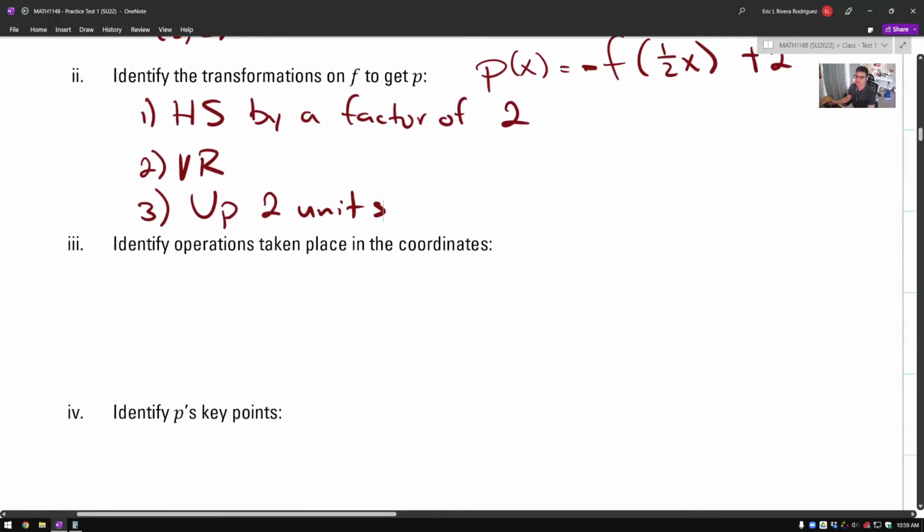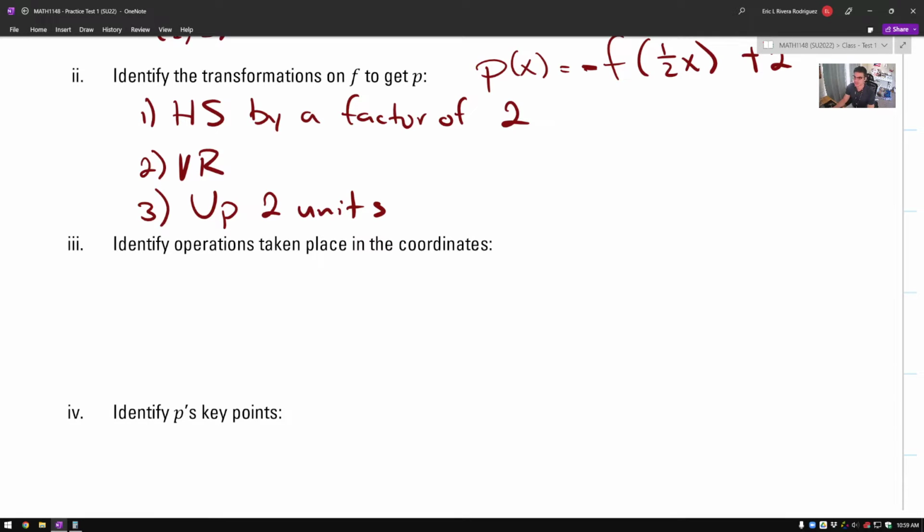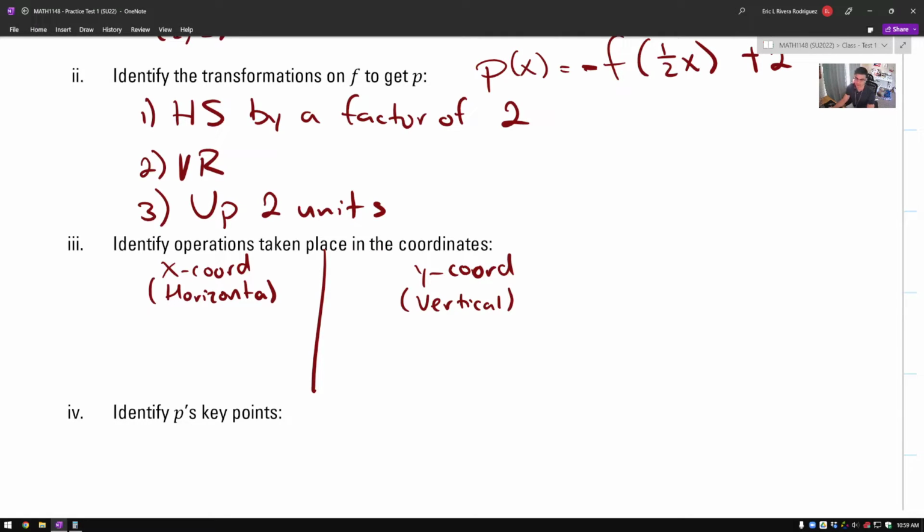Okay, then the operation that takes place in the coordinates. So we have the x coordinate and we have the y coordinates. Anything that is horizontal will happen to the x coordinates, and anything that is vertical will affect the y coordinates. These two are vertical, this one is horizontal.